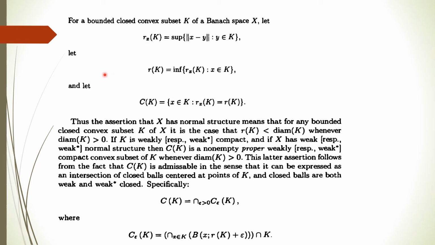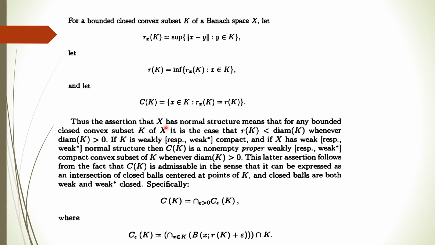And r(K) is what? In this case we fixed x, now we have to vary x and find the infimum of all these r, right? So that will be r(K). And now let C(K) be the set of all those x belonging to K where r_x(K) is the same as r(K), right? It means the points lie on the boundary, basically, only then these values are the same.